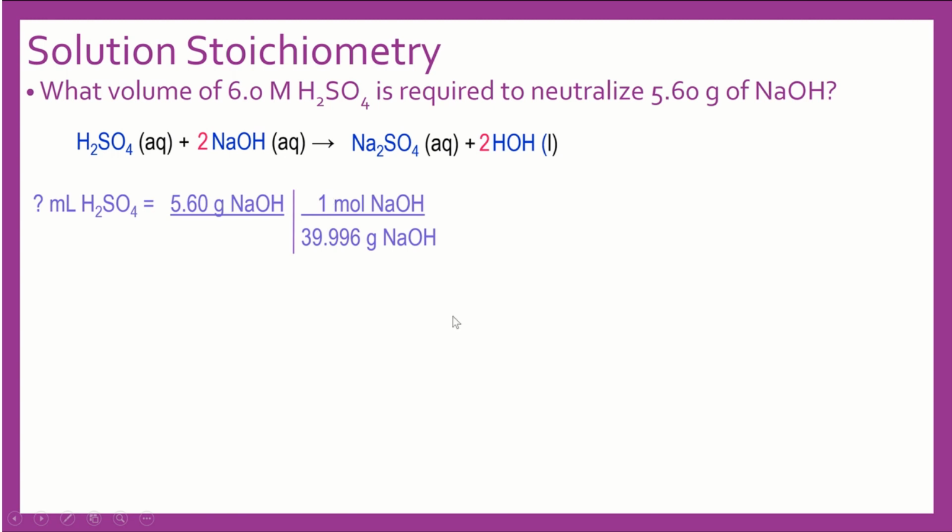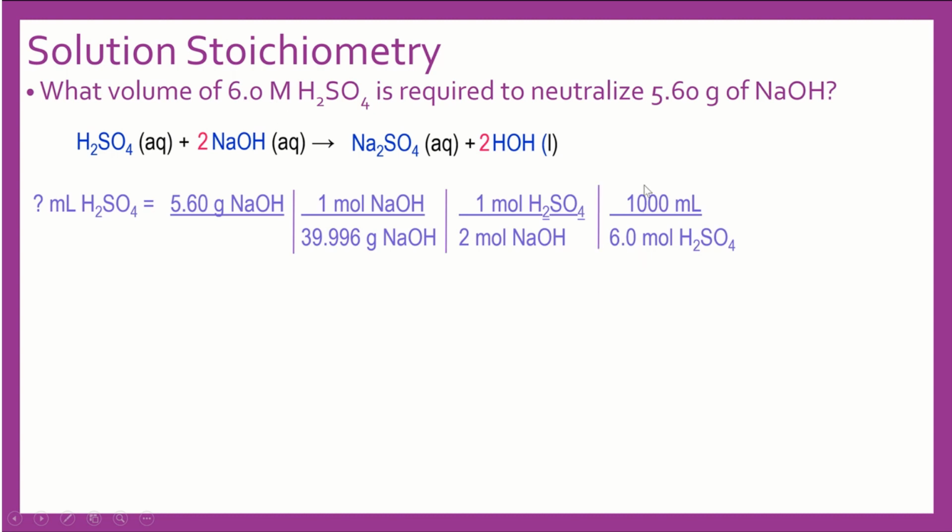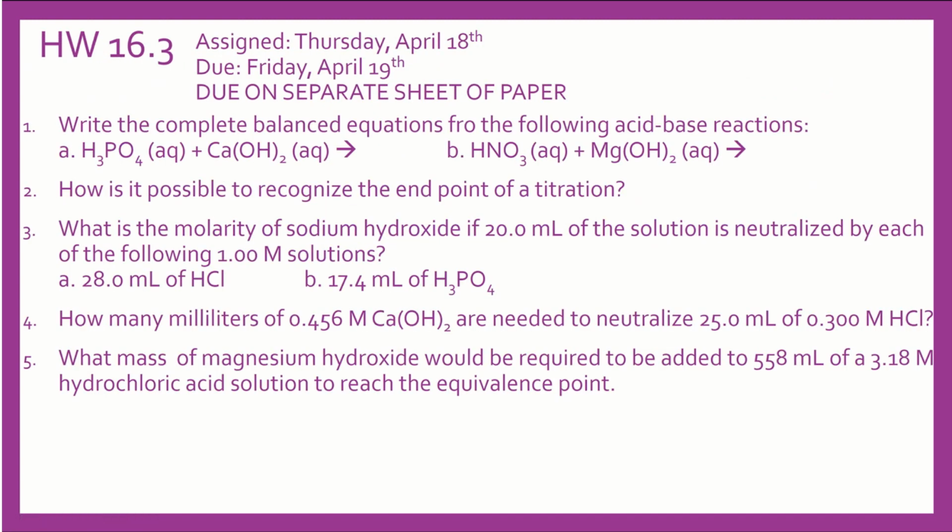First thing I'm going to do is convert from grams to moles. Moles are our chemistry unit that we want to work with whenever possible. Now I can use my balanced chemical equation to go from moles of sodium hydroxide to moles of sulfuric acid. Finally then, I know the strength of my acid, 6 moles per liter. So I cross out the values and I end with a 12 milliliter volume of acid required.